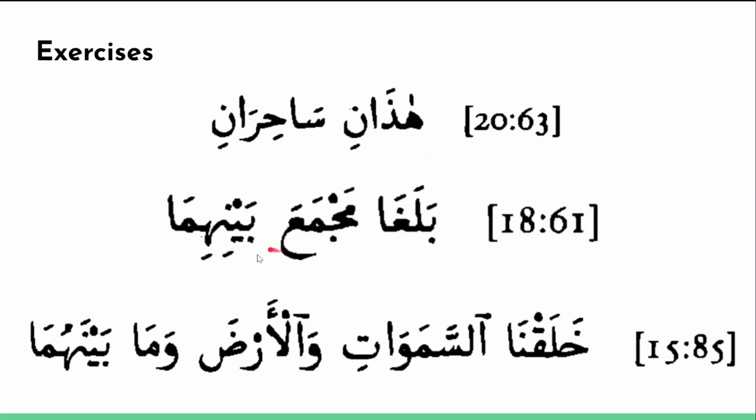بلغ مجمع بينهما. So majma'a means like the meeting point. Balagha means they reached. Or he reached if it's balagha. Balagha, the two of them reached a meeting point between them. So you'll see here we're also using the suffix, the dual suffix. Baina means between. بينهما, between them.